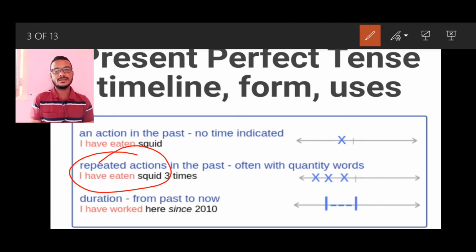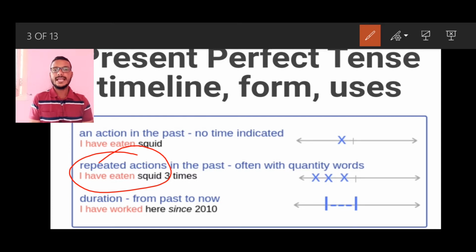And the third instance where we use this have form helping verb is for a duration, total duration, from past to now. For example, I have worked here since 2010. It means that I have just left that work, the action is just finished now, and I started my work in that particular office or institution since 2010. There also we use have form helping verb. I have given one example: I have worked here since 2010. This is where we use have form helping verb.